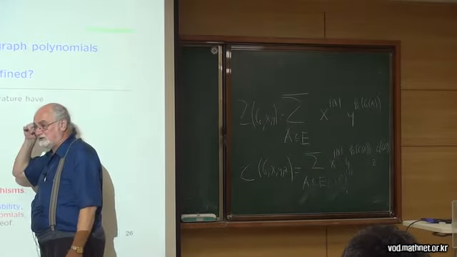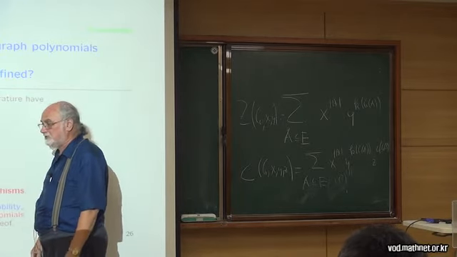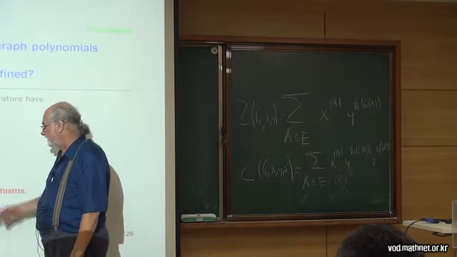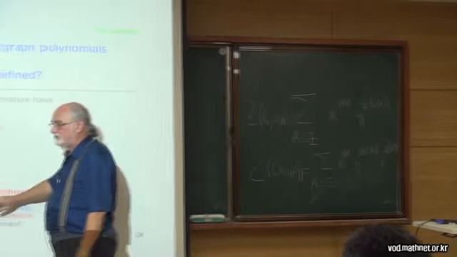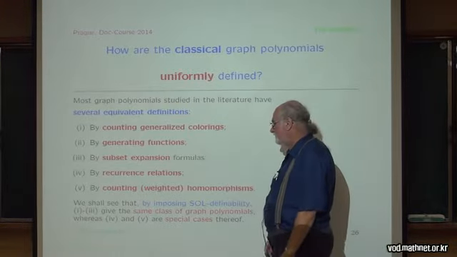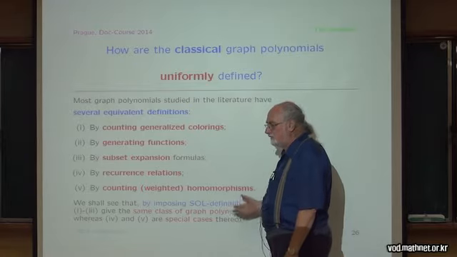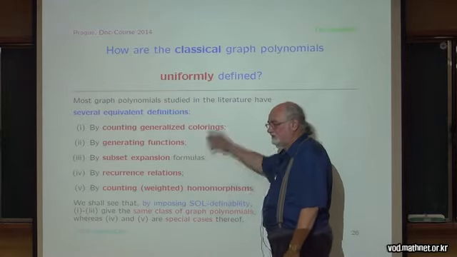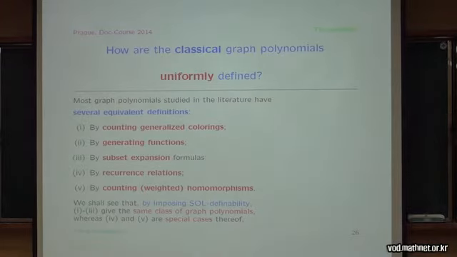Recurrence relations we have seen. I mean, the Tutte polynomial or the chromatic polynomial can be written as a recurrence relation. And then there is something I don't talk about here, but Lovász has a big theory. Lovász and Nešetřil and other people have a big theory on counting weighted homomorphisms, and each of them also gives a nice graph polynomial.